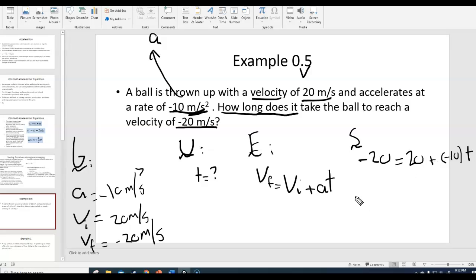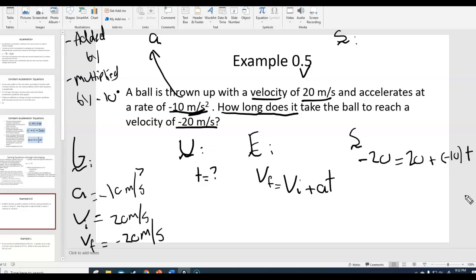Alright, so if I want to solve, I need to think SADMAP. I need to think what is being done to t. Well, number one, it's being added by 20. And number two, it's being multiplied by negative 10. And so those are the two things that I need to undo to get t by itself, because that's what I'm looking for.